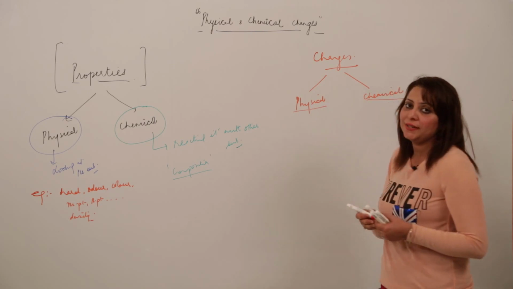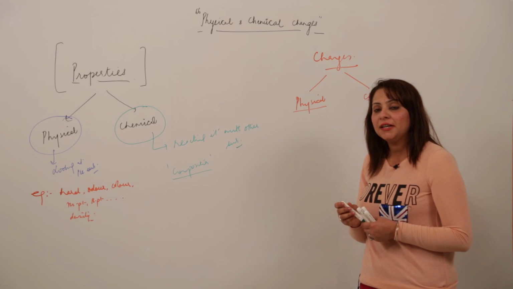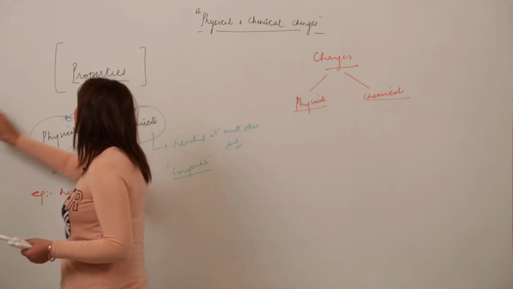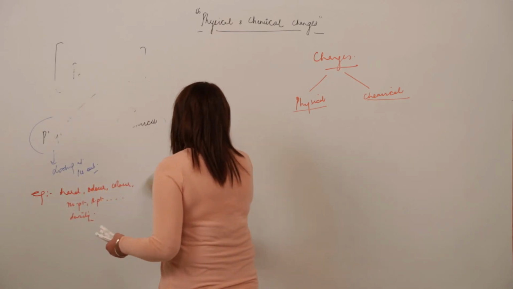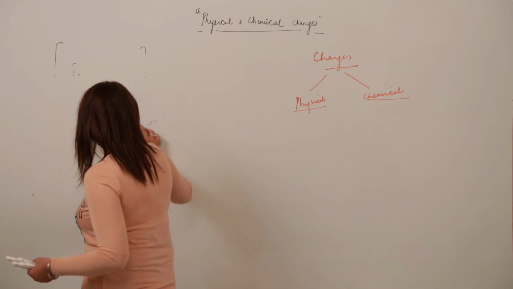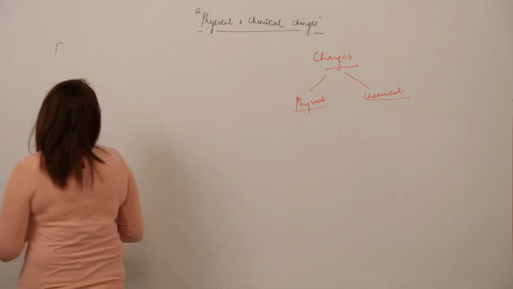So two kinds of changes that occur around us are physical change and chemical change. Now we are going to study what actually the difference between these two changes is, since changes have been classified into these two broad categories. So just try to figure out the difference between them. Just carefully look at the board.